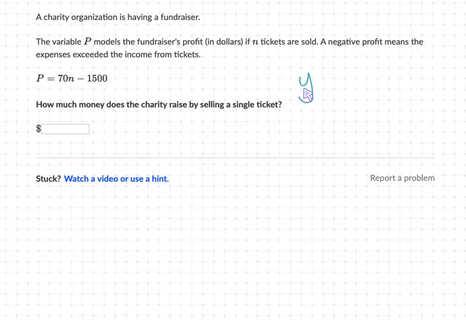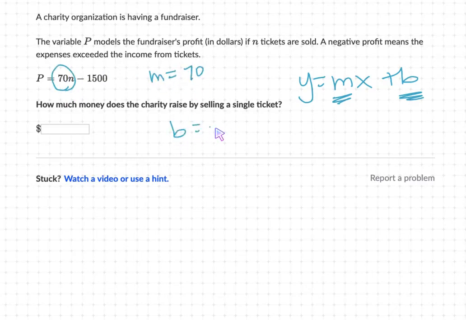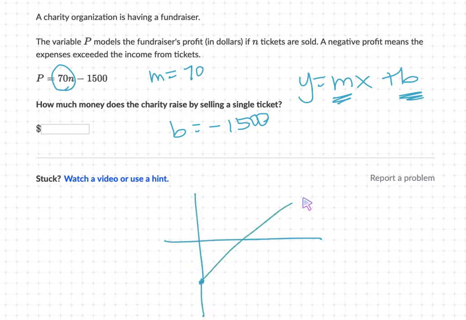All right, so again, I'm going to start with my y equals mx plus b, with my slope and y-intercept. So I know here that my slope is 70 and my y-intercept is negative 1500. You should know by now that if the y-intercept is in the negatives, that means in terms of money at least, that's the cost. This was a fundraiser, so the fundraiser cost $1,500 to even put on. It's in the negatives because they haven't earned any money. Nobody's bought a ticket yet.